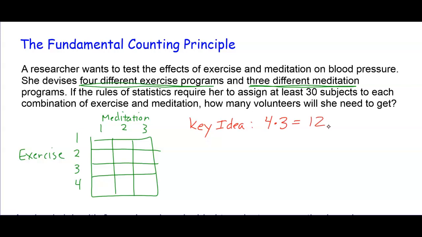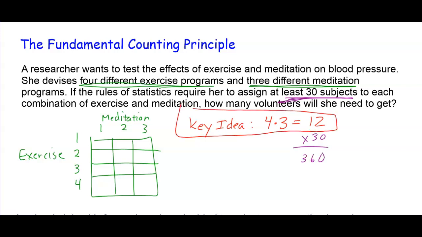So the fundamental counting principle is basically just saying you multiply together independent pieces of something in order to figure out the total count of how many different ways to do something. And of course, in this problem, we've also got the additional little twist that in order for statistics to work, you have to have 30 subjects in each category. So we would also throw a times 30 on here. But that's not the fundamental counting principle. The fundamental counting principle is this part here in red.